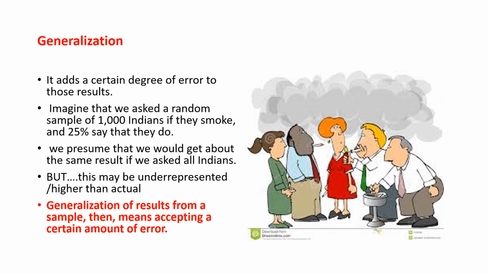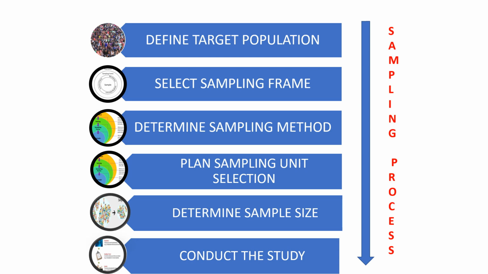It may be true, it may not be true. It may be so that the result is underrepresenting the actual percentage of the population, and it may be so that it is higher than the actual. So generalization of results from a sample means accepting a certain amount of error. So what is the sampling process?